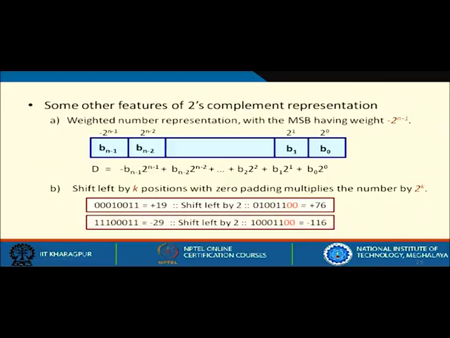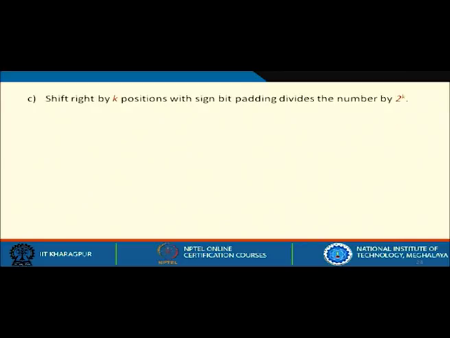Similarly, if this is minus 29, we shift left by 2 and we get minus 116. So, shifting left means multiplication by 2.